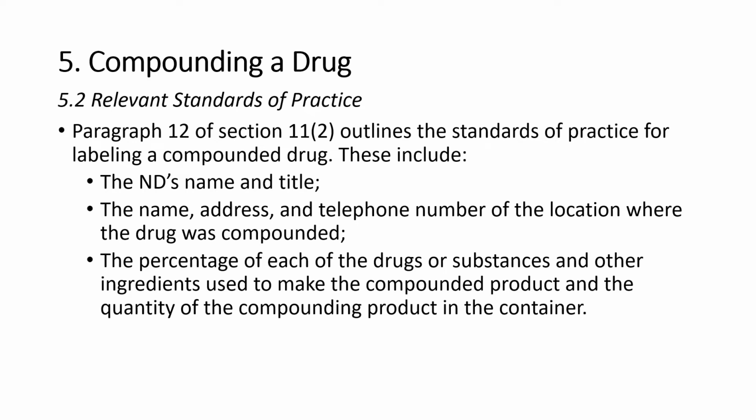Paragraph 12 of Section 11.2 outlines the standards of practice for labeling a compounded drug. These requirements include, among other requirements, the ND's name and title, the name, address, and telephone number of the location where the drug was compounded, and the percentage of each of the drugs or substances and other ingredients used to make the compounded product and the quantity of the compounding product in the container. NDs who intend to compound the drugs on Table 5 need to review, be familiar with, and operate within these sections of the regulation, as well as the college's standards of practice for compounding if intending to mix natural health products.